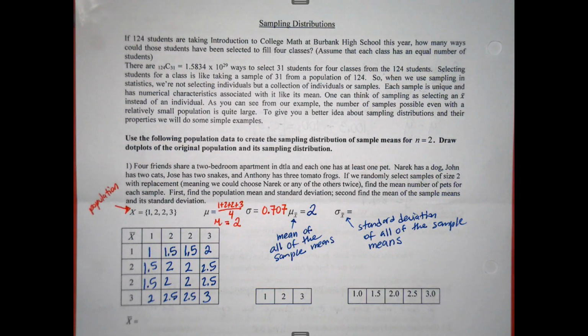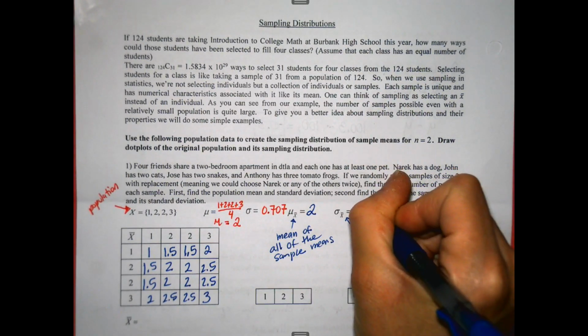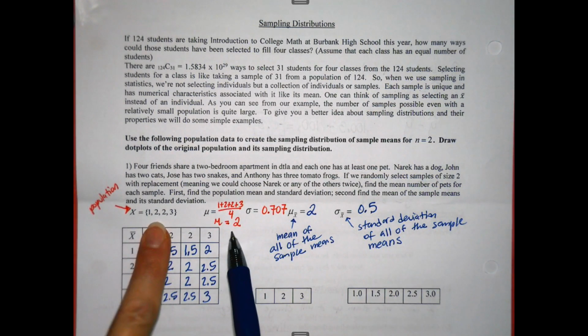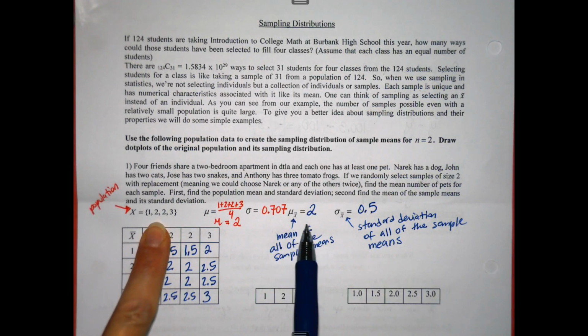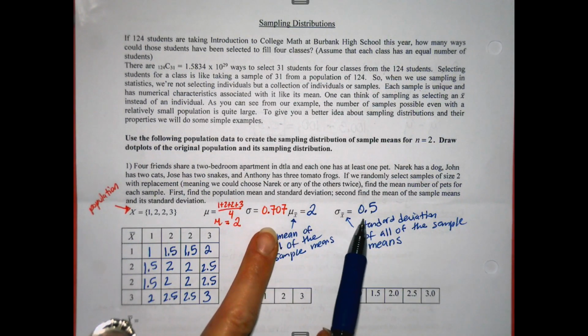We could also find the standard deviation. If I use a calculator and find the standard deviation, I get 0.5 as my standard deviation. So if you notice, the mean of our population is equivalent to the mean of all of the sample means. But the standard deviation is not equivalent.